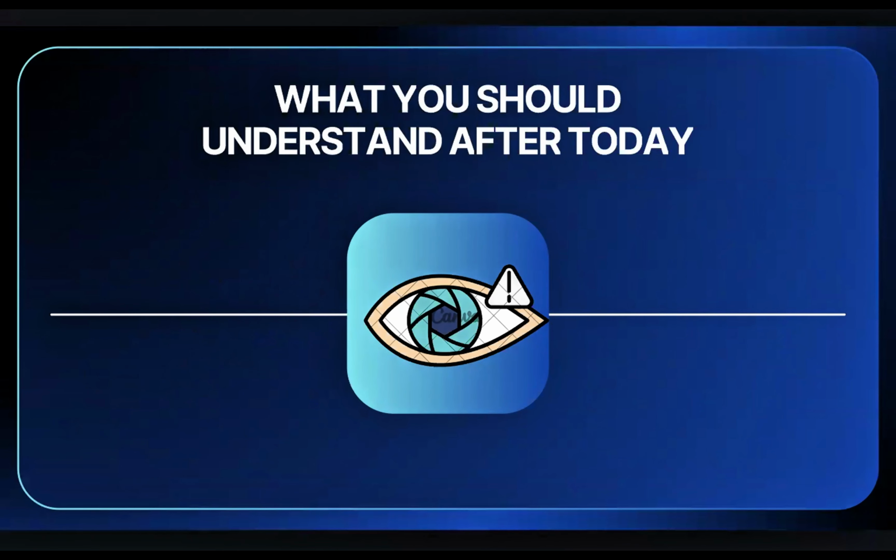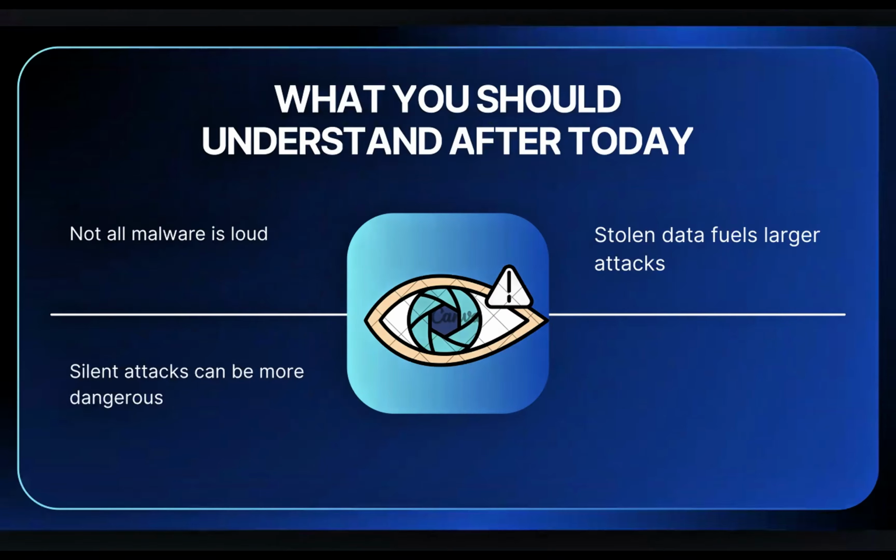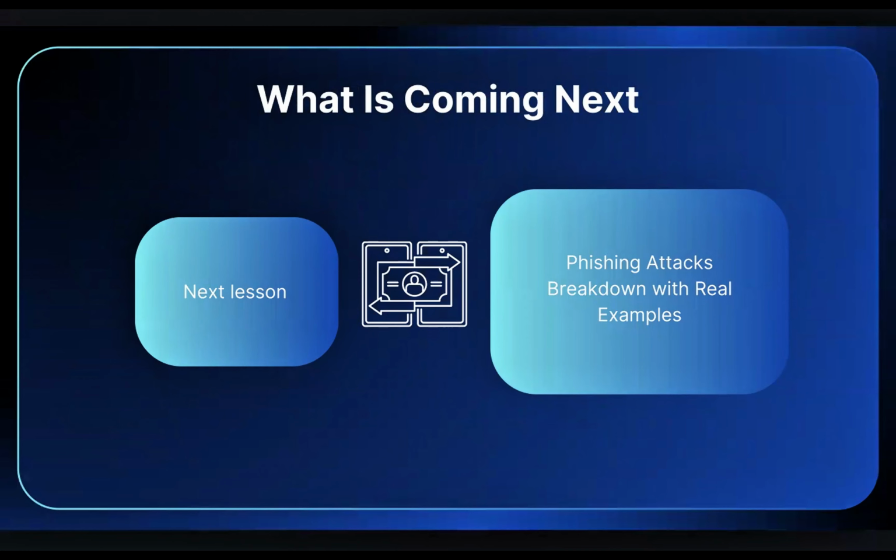Let's now consider a summary of what we've learned in this lesson. We've seen that this lesson highlights the danger of quiet attacks. So we've learned that not all malware is loud or destructive. Stolen data fuels larger attacks, and silent attacks can be more dangerous than the loud ones. Lastly, awareness is a key defense. In the coming lesson, we are going to break down phishing attacks with real examples.